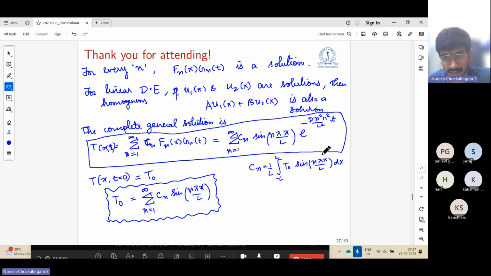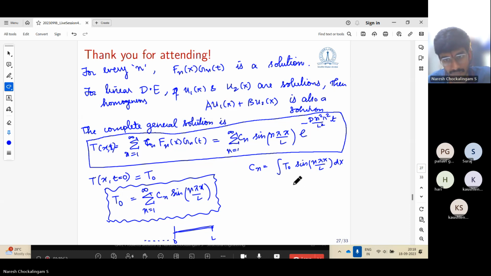T naught is a constant, and this integral, sorry, this. So if you assume that from 0 to L, it is maintained at T naught. So this is x equal to 0, this is x equal to L. Here it is maintained at T naught, and you have a sine series. It means from minus L to L, you have minus T naught. That is what it means.